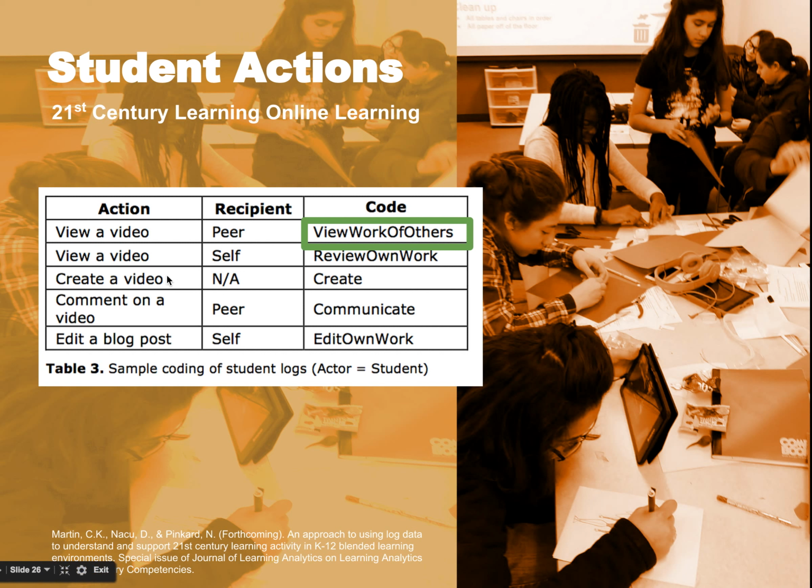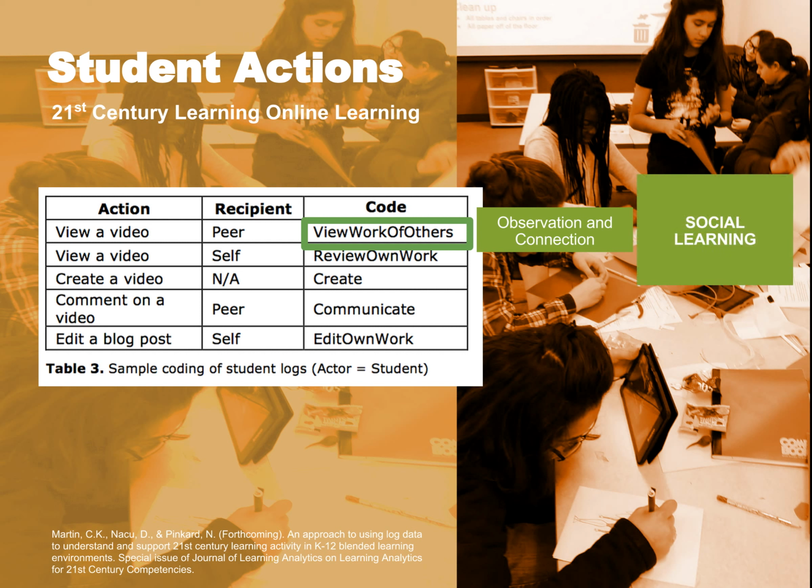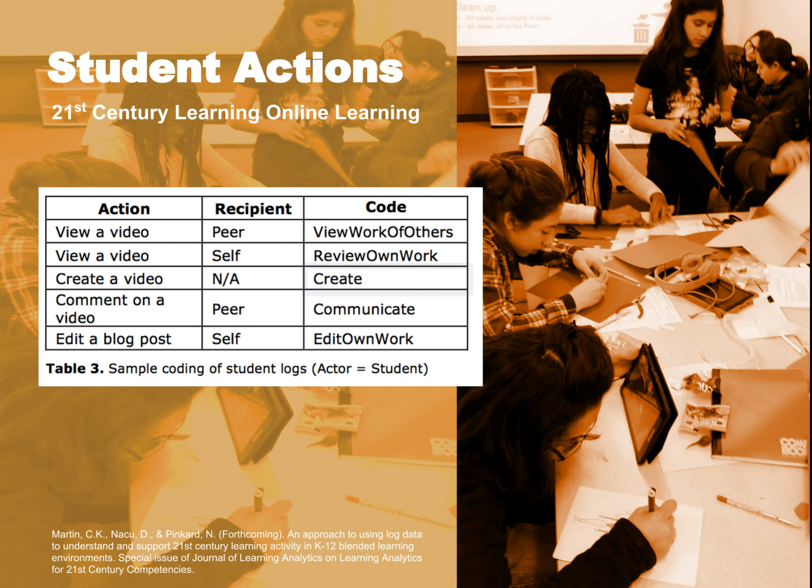Here, viewing the video of a peer would be coded as view the work of others. This is linked to the idea of learning by observing and connecting with others, which we categorize as an example of social learning. Similarly, when a youth creates a video, the associated log is coded with the interpretive code create, which we then link to the 21st century activity of creative production.